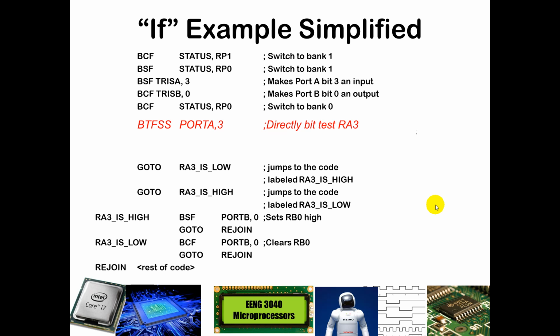We can also clean up some of our other code. So in this case, we don't need the RA3 is high because that flows right on down to the next line. We can also clean up and take away the last go to rejoin. So here we've simplified our code.